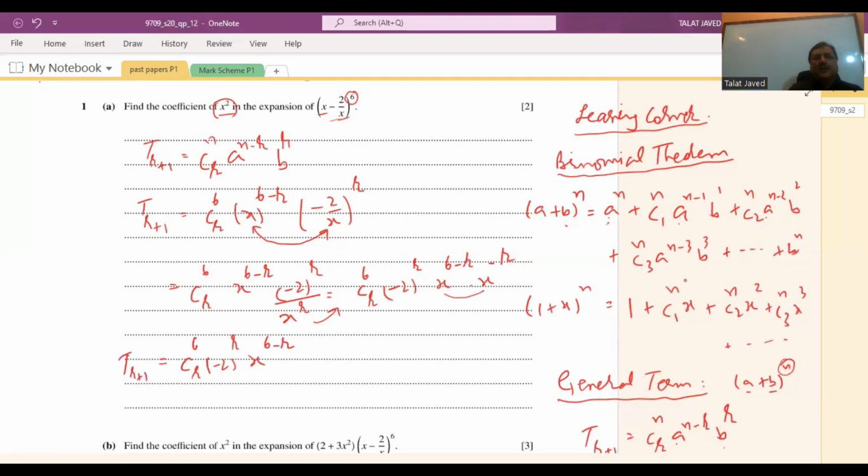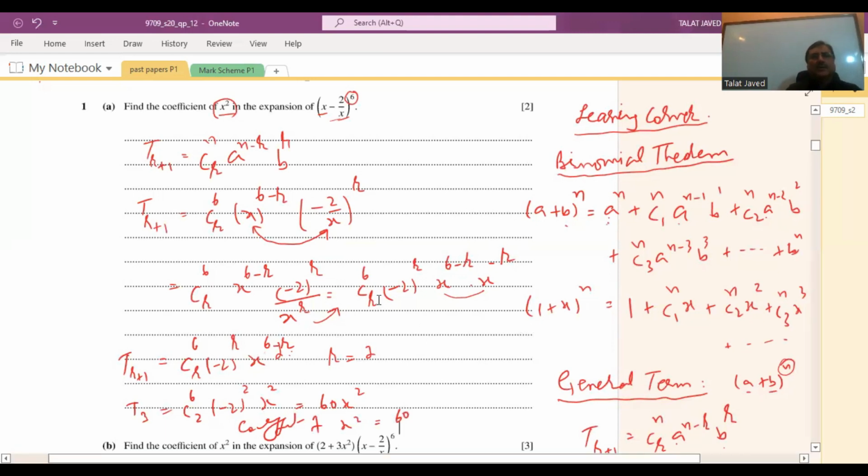From here we will decide what r should be. From 6 minus 2r, we decide what r should be to get the term containing x squared. It is clear that r should be 2. So this will be term T3: 6C2, minus 2 raised to power 2, x raised to power 6 minus 4, which is 2. Using the calculator, 6C2 is 15, multiplied by 4, this will be 60x squared. So the coefficient of x squared is 60.